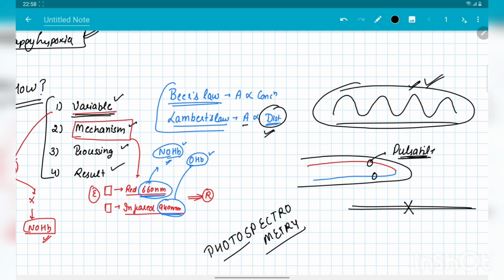Like we are measuring the amount of any substance in a solution or in this blood by the amount of light that is absorbed by that molecule, and also the amount of light that is reflected by that molecule. So this is the main mechanism of photospectrometry, and by this mechanism we measure the amount of oxygenated and deoxygenated hemoglobin, and by the ratio of that oxygenated and deoxygenated hemoglobin we can measure the percentage saturation, this SpO2. What is this SpO2?